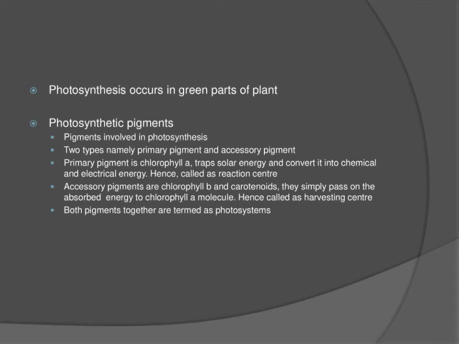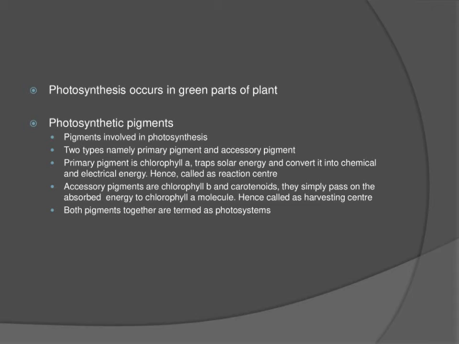There are two types of pigments, namely primary pigment and accessory pigment. Primary pigment is chlorophyll A. This chlorophyll A traps solar energy and converts it into chemical and electrical energy. Hence, it is called the reaction center. So this primary pigment chlorophyll A traps solar energy and converts it into chemical and electrical energy.